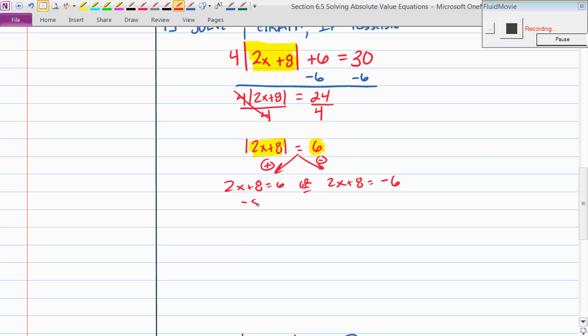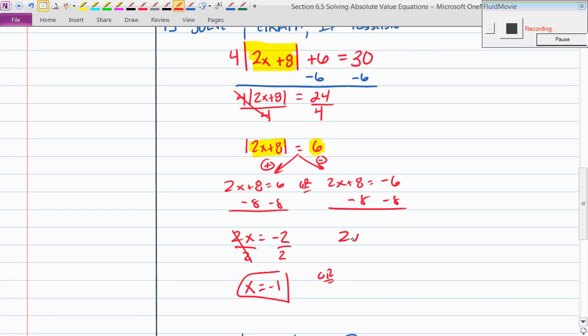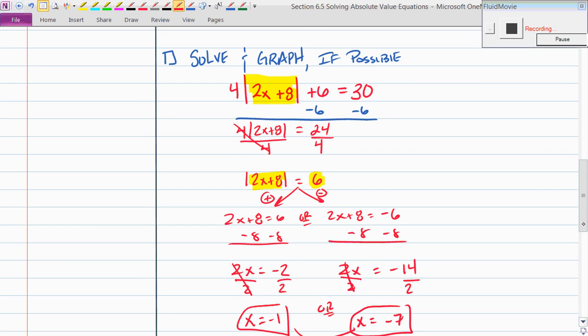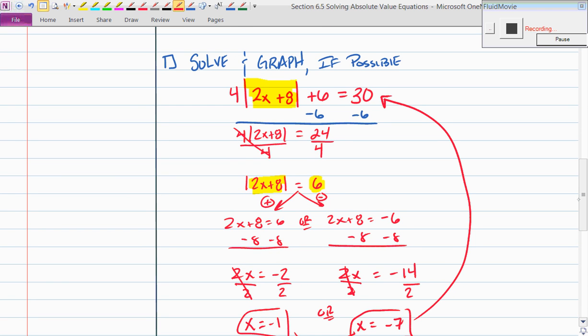So here we go. We're going to subtract 8, right? So that means that 2x has to be how much? Negative 2. We're going to divide by 2. Therefore, x has to be negative 1. Easy. Or, we know that 2x has to be negative 14. Can you guys agree? Help me out, is that right? Divide by 2, by 2. Therefore, x has to be how much? Negative 7. There. So these are the only two solutions that, when you plug back into the original one, work.